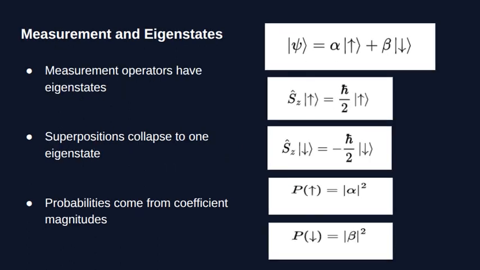When we measure a physical quantity in quantum mechanics, the measurement operator has a set of eigenstates. For example, if we measure spin along the z-axis, the eigenstates are the spin up and spin down states. If the system is in a superposition of these states, the measurement does not reveal a hidden value. Instead, the state collapses to one of the eigenstates. The probability of each outcome is determined by the square magnitude of the corresponding coefficient in the superposition.